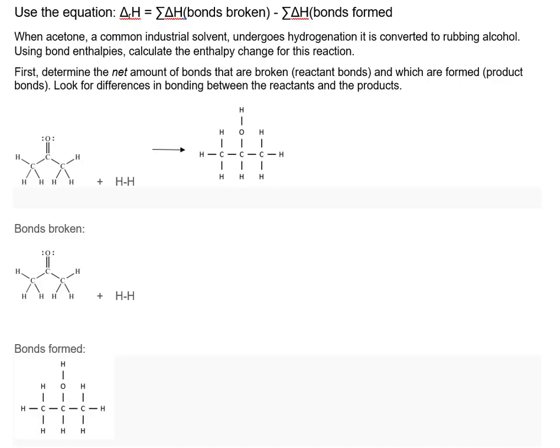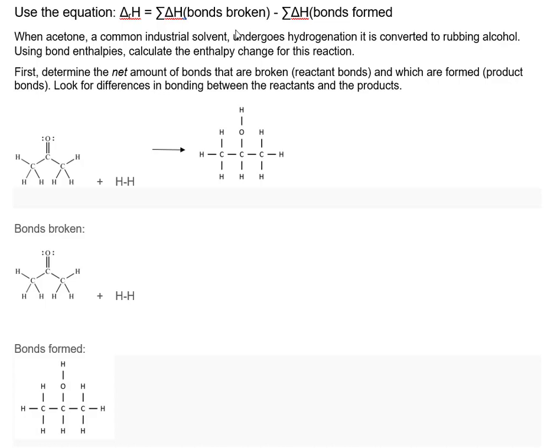In this video, I want to show you how to use this equation to calculate the delta H reaction for a chemical reaction using the bond energies in the molecules that are reacting and formed. So for example, when acetone undergoes hydrogenation, it is converted to rubbing alcohol. We're going to use bond enthalpies to determine the delta H reaction using the equation above.